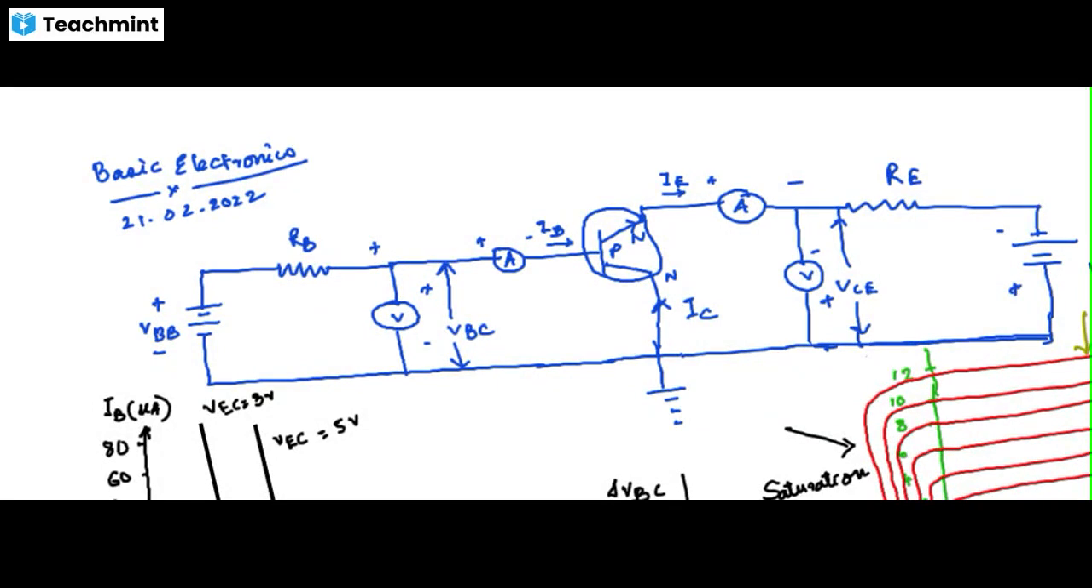Okay, and next day we will talk about what is the importance of operating point, what is DC load line, and what is the importance of this load line. Then we'll discuss the stability factor. Then we will discuss different biasing circuits, that is fixed bias, self bias, emitter bias, collector to base bias. We will discuss everything.